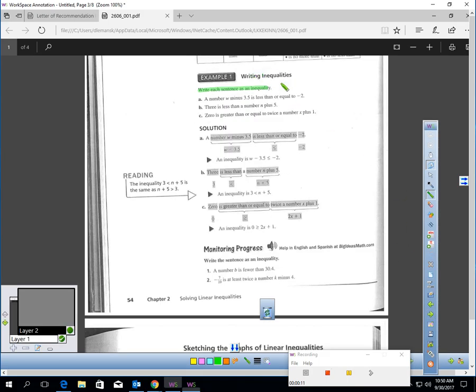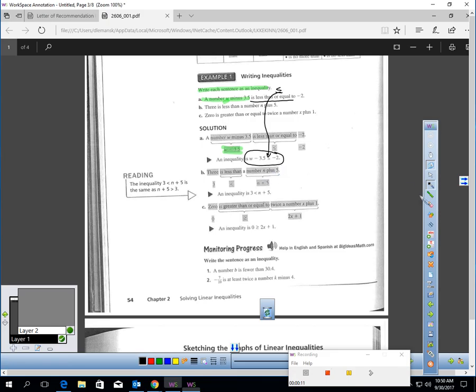So let's talk about writing inequalities. Let's write each sentence as an inequality. You notice here, a number w minus 3.5 is less than or equal to negative 2. What they did, let me take a highlighter here: a number w minus 3.5, well, they wrote it right here, w minus 3.5, is less than or equal to, that would be this symbol, negative 2. So you can see how they wrote that right there: w minus 3.5 is less than or equal to negative 2.